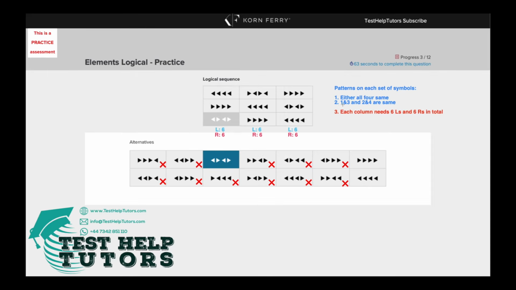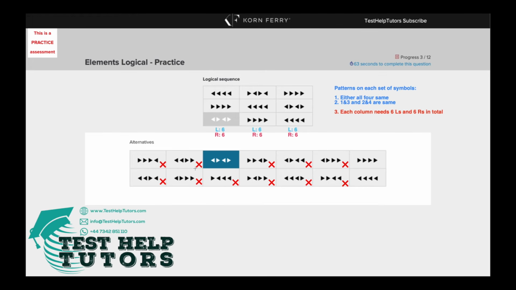So if we discover this pattern early on, that would allow us to eliminate all of these options and only focus on these three, because they're the only three that fit into this rule. For example, if you look at this alternative option, we can see that the first three are pointing in one direction, and then the fourth one is pointing in the other direction. For this one, 1 and 2 are pointing in the same direction, and 3 and 4 are pointing in the other direction. These two don't fit into this pattern.